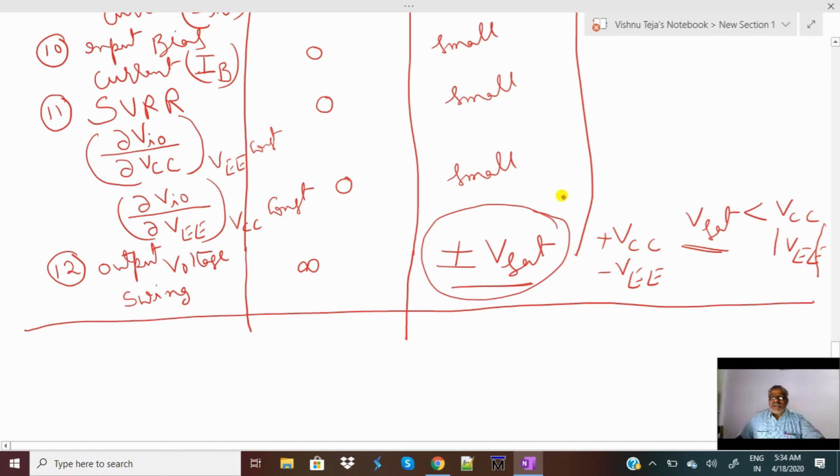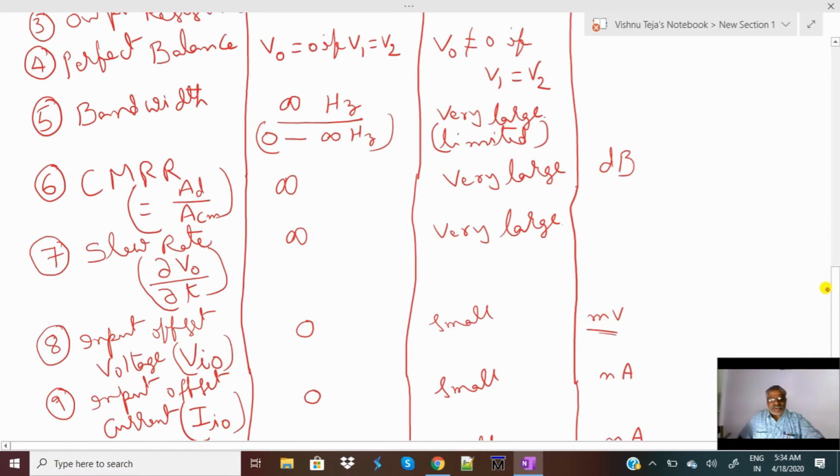For example, if VCC used is plus 15 volts, then plus Vsat would be either plus 14 volts or plus 13 volts. This value will be given by the manufacturer. In the same way, for negative saturation, if VEE is minus 15 volts, then minus Vsat will be equal to minus 14 volts or minus 13 volts.